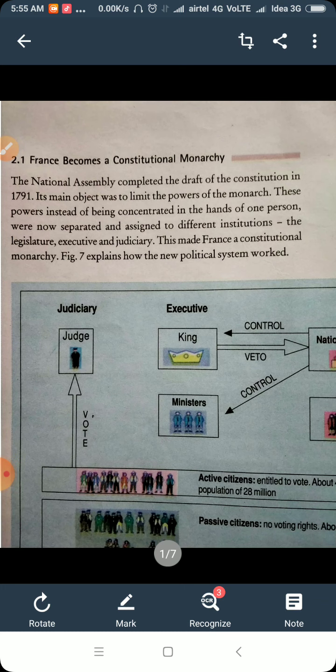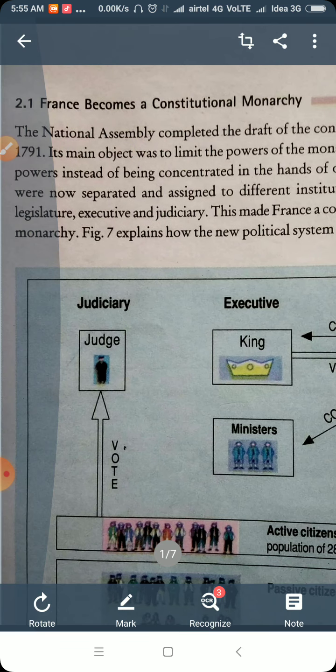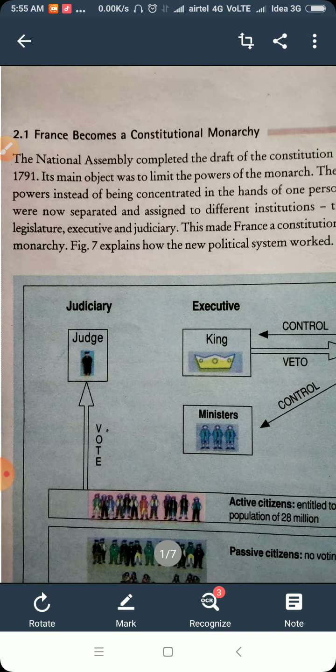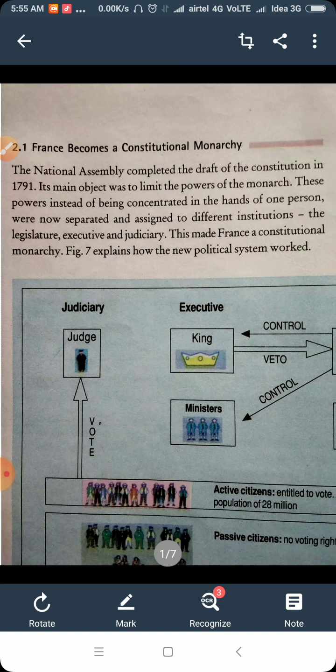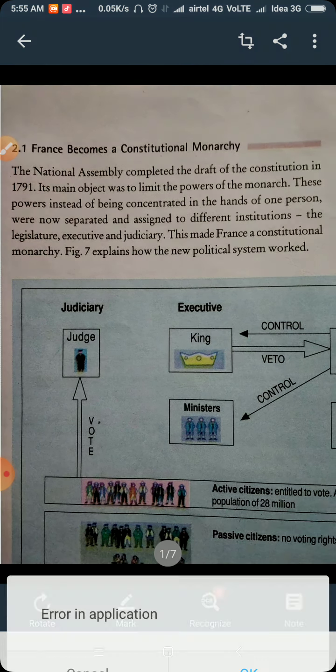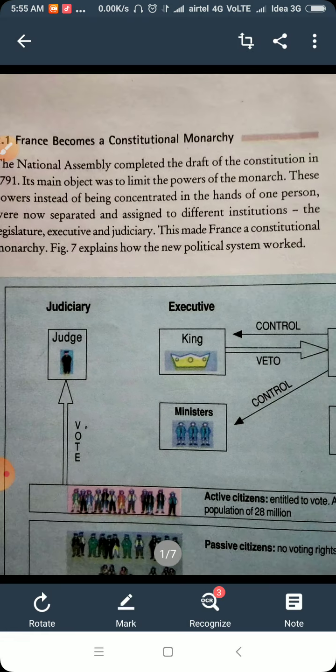So the National Assembly completed a draft of the constitution in 1791. The assembly took place in 1789, in August, and after that in 1791 the main object was to limit the power of the monarch, and these powers, instead of being concentrated in the hands of one person, were now separated and assigned to different institutions.